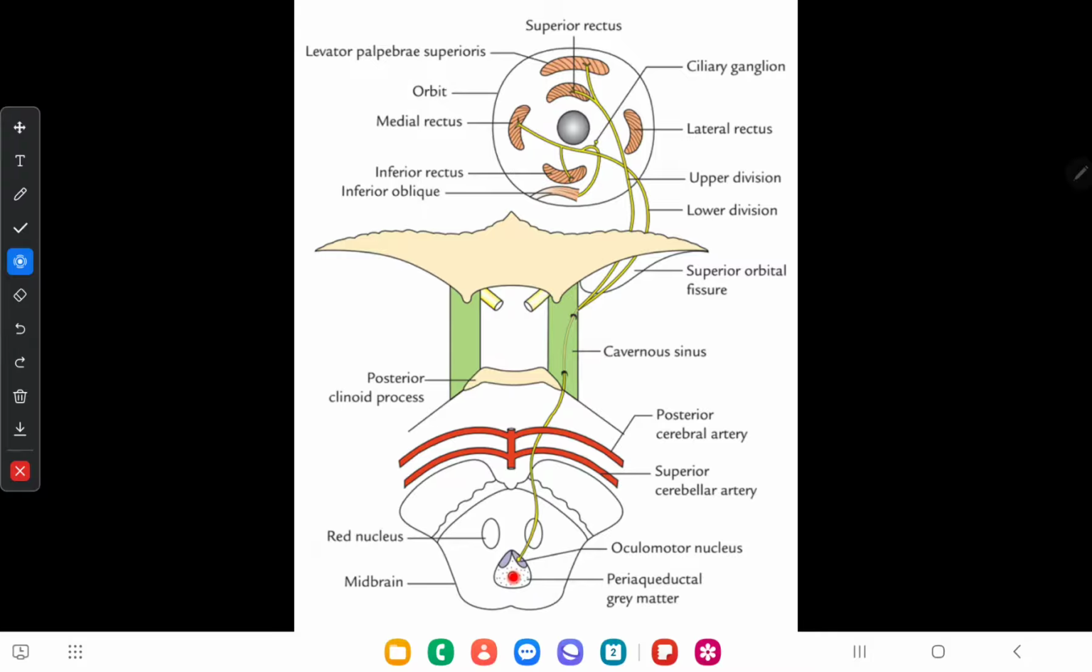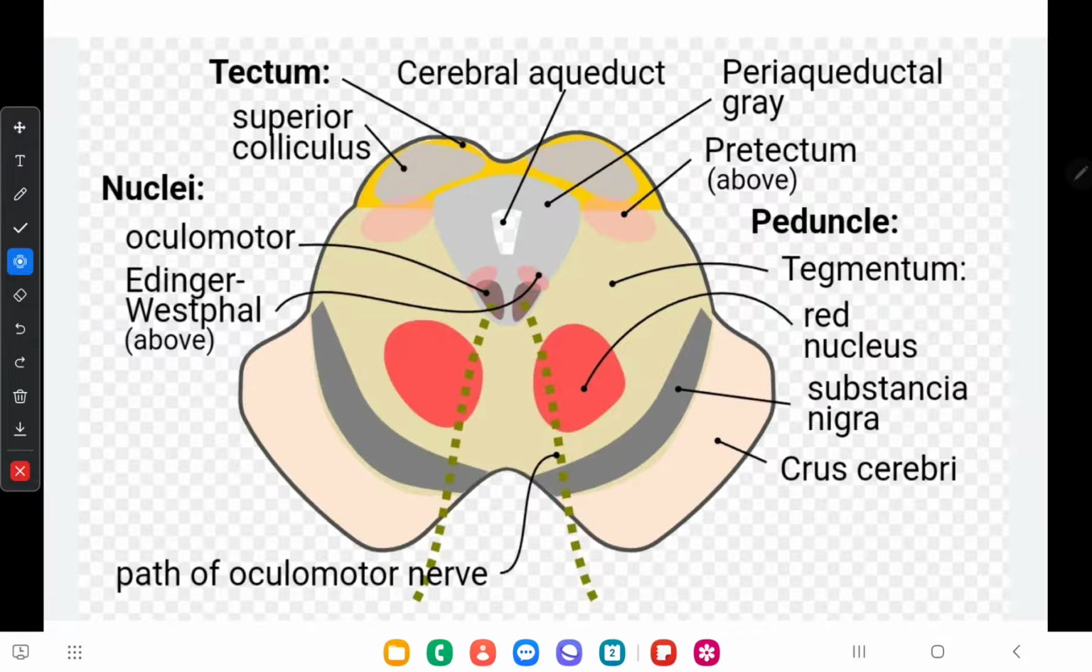at the level of the superior colliculi. Here is a cross section of the midbrain. Here you can see the periaqueductal grey matter and cerebral aqueduct. Here is the oculomotor nuclei: the main oculomotor nucleus and the Edinger-Westphal nucleus. Actually, the oculomotor nucleus is divided into two parts: the somatic part is the main motor nucleus, and the autonomic part is the Edinger-Westphal nucleus. So you can see both of the divisions here.